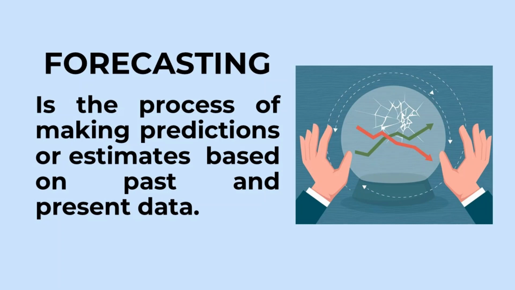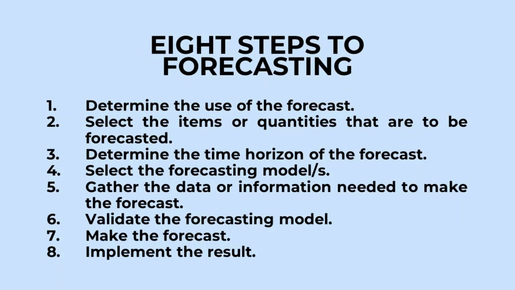Before we proceed, let us first define what is forecasting. Forecasting is the process of making predictions or estimates based on past and present data. There are many ways to forecast the future. In numerous firms, especially smaller ones, the entire process is subjective, involving seat-of-the-pants methods, intuition, and years of experience. There are also quantitative forecasting models such as moving averages, exponential smoothing, trend projections, and least squares regression analysis.